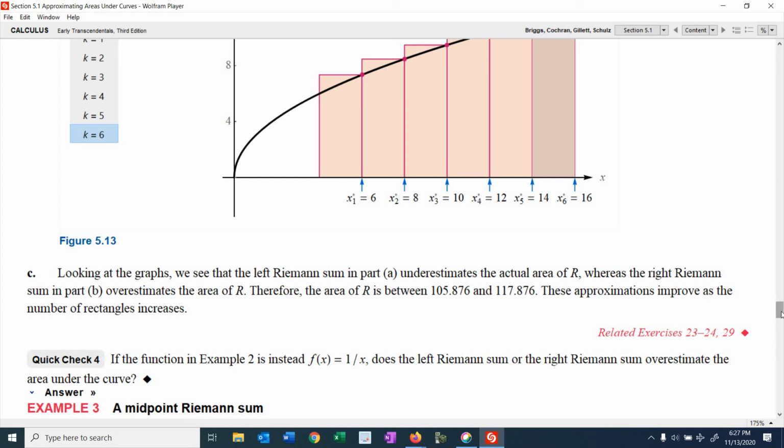Okay, so that's how you calculate left, right, and midpoint Riemann sums. And again, if you want to increase the accuracy of your Riemann sum, you would increase the number of subintervals, which increases the number of rectangles and reduces the error in your estimation.